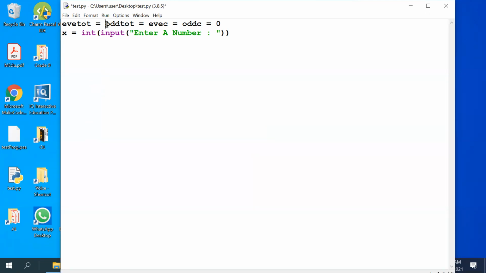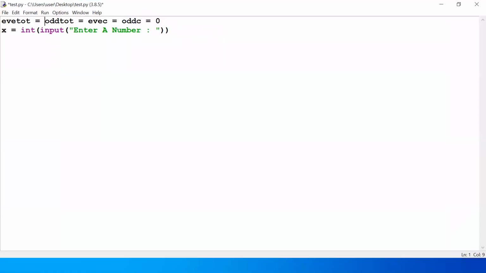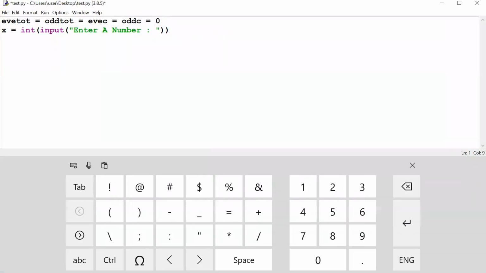Here is something I'm telling you, kids. If you put a zero here and you put a semicolon over here, it was working as I remember. Here, eve dot equals 0 semicolon, then odd dot equal eve c equal odd c equal 0. I have two lines. Then after that I am asking for another number.